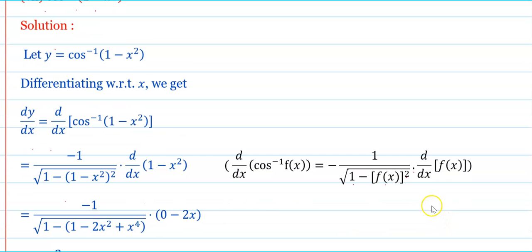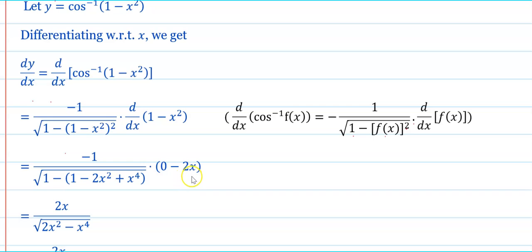According to this formula, what is your f(x)? f(x) is 1 minus x square, in a bracket squared, and the derivative of 1 minus x square: the derivative of 1 is 0 and of x square is 2x. Okay. Next simplification, minus 1 and minus 2, you will get here 2x. If you open the bracket, then this plus 1 and minus 1 get cancelled. Then minus 2x square, that will become plus, and plus x raised to 4, that will become minus.